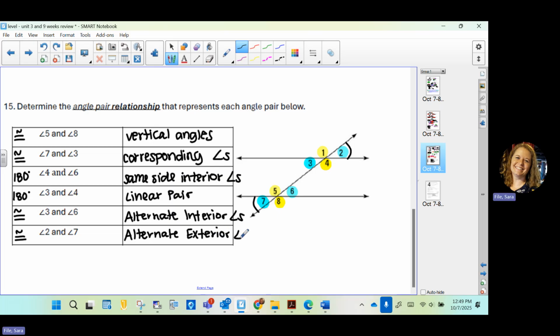So those are those angle relationships that you need to know. You need to know the names of them, and you need to know when they're congruent versus supplementary, meaning they add to 180. All right, I'm going to stop this video here.